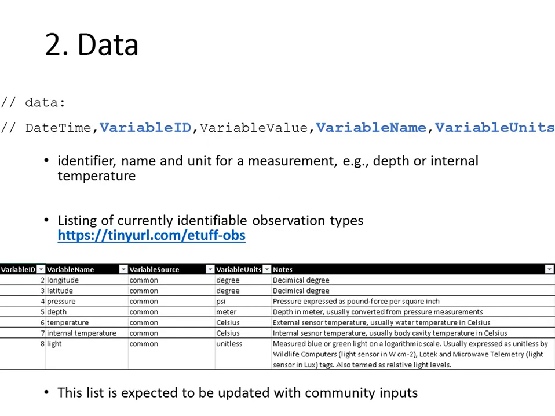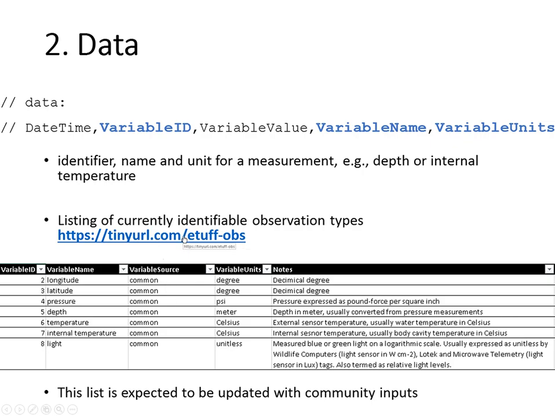Then the last piece of the data section involves variable ID, variable name, and variable units, which basically describe what the variable value is about. And you can get the full listing that we have compiled from studying across the different types of tag out there to build a preliminary list that we think would be pretty useful as a starting point.